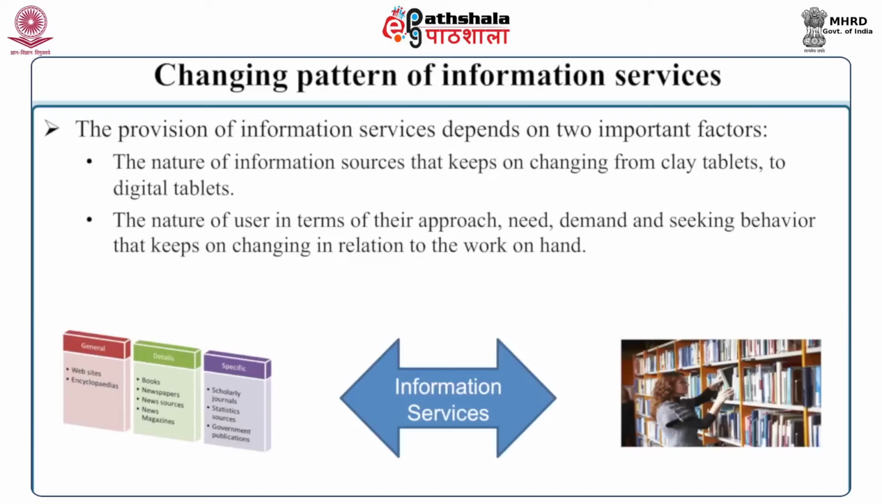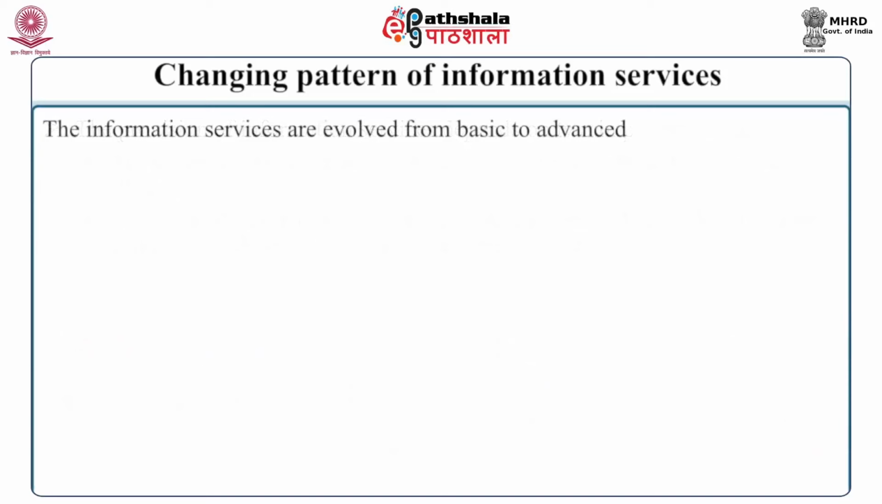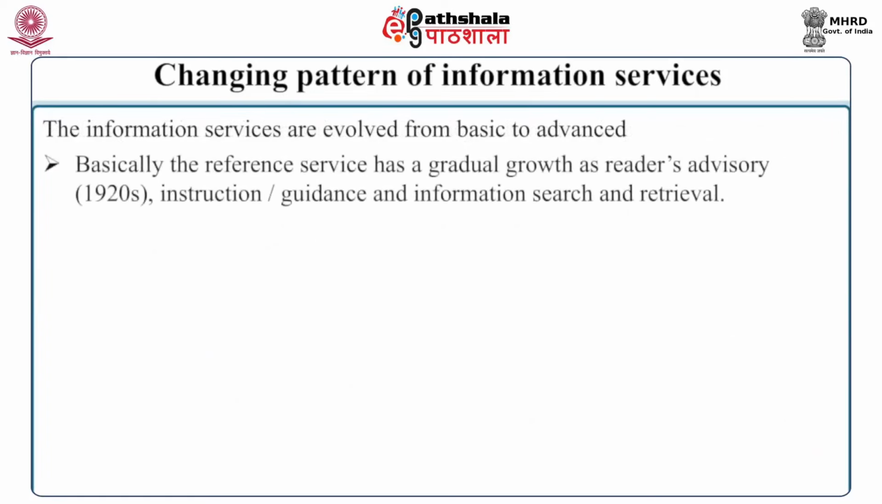For example, once the users used to visit the library and the reading place was not sufficient to provide them the facility. But now the users' visits to the library have become rare because they want to get the information on their desktop or laptop in their room, in the hostel, at the workplace or at home. So the change occurred in the information seeking behavior of the user as well as in the information sources. Because of these two changes, the information services also underwent a changing pattern. So the information services evolved from basic to advanced.